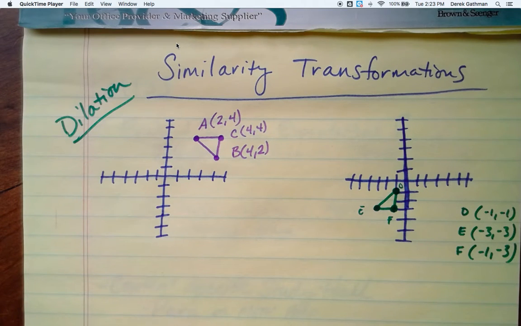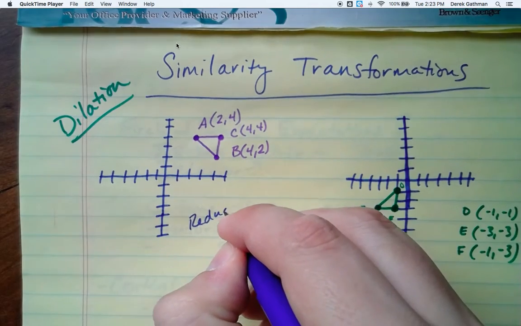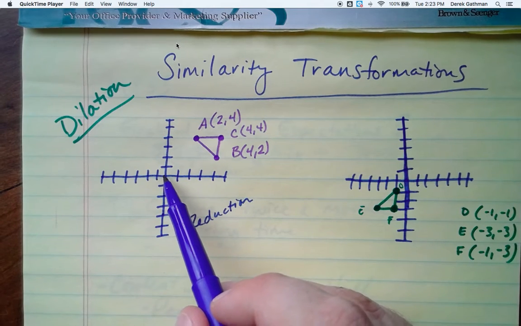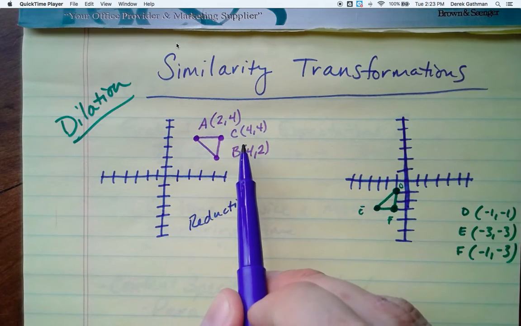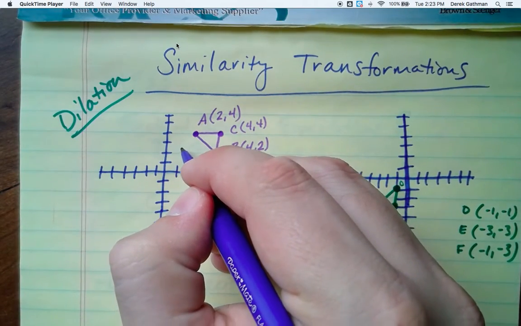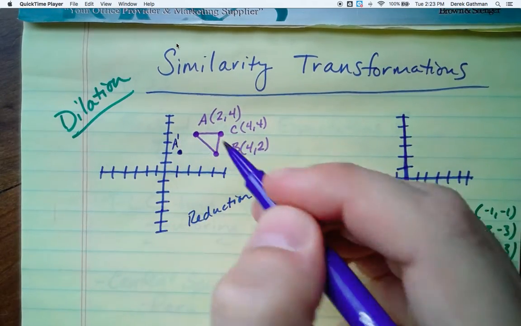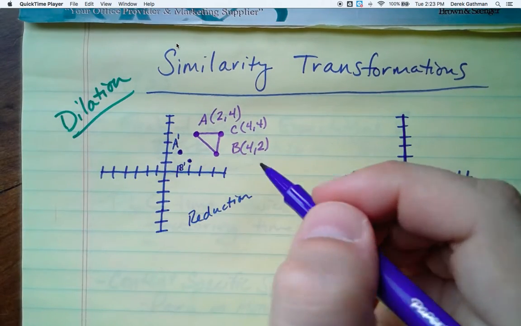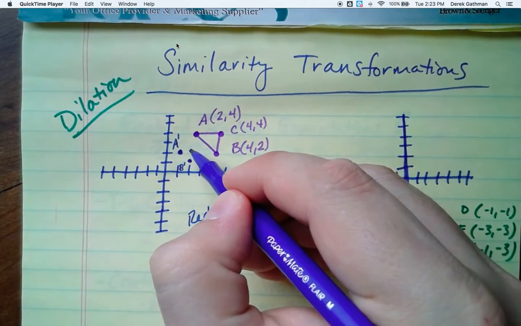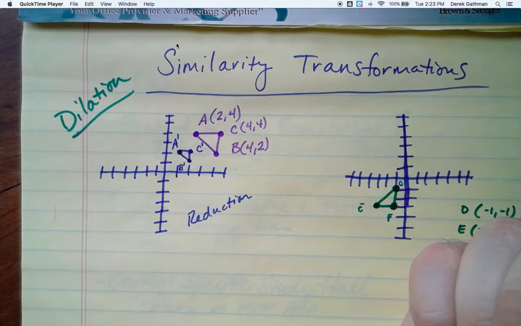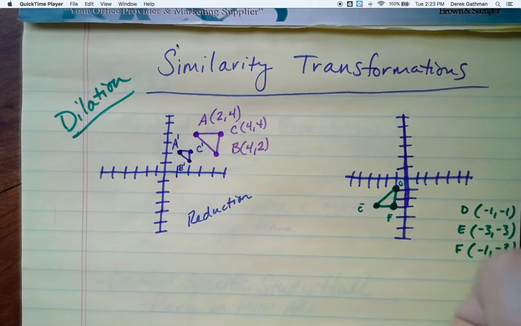The first one is a reduction. And as you can guess, it gets smaller. So for example, if I had a reduction of 1/2, I would split all of my shapes in half, all of my coordinates in half. So A prime would be at 1, 2. B prime would be at 2, 1. And C prime would be at 2, 2. And basically I have a new shape, A prime, B prime, C prime, that is half the size of my original triangle.